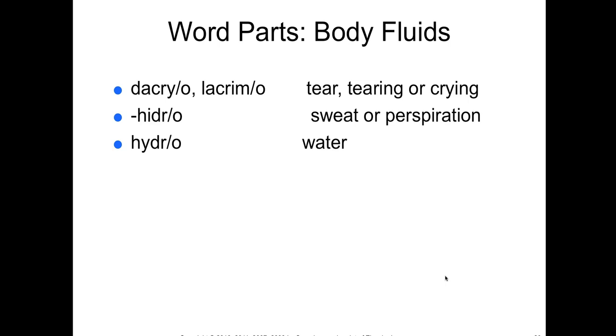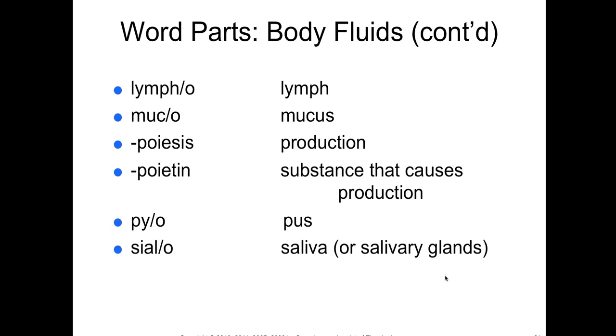Next, we have hidro, which means sweat or perspiration. So if someone has hidrosis, it is an abnormal condition of sweating. And hydro means water. So if something is hydrophobic, it means water fearing. Our next word parts are a continuation of body fluids. So we have lympho, that is referring to lymph, such as our lymphatic system. Next we have muco, meaning mucus. Poiesis means production. So if we have hematopoiesis, hemato, remember, means blood. So this is the production of blood cells, is what hematopoiesis means.